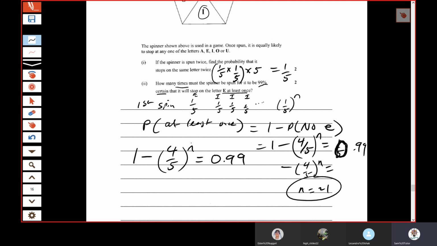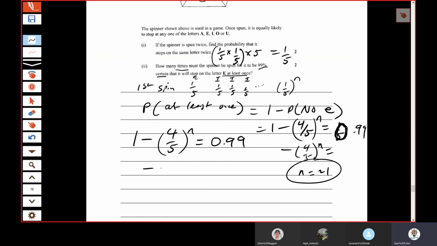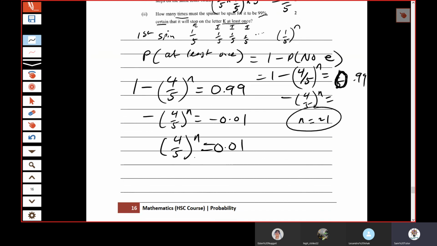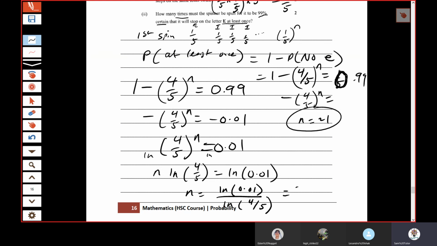And obviously, what we've learned in logs, the only way you can work out n is by using logs. So your first step after this is to subtract 1. So you get negative 4 over 5 to the n equals negative 0.01. You would divide by the negative. You would log both sides. You bring the n down, and you're left with n log 4 over 5 equals log 0.01. You divide it, and it should give you 20 point something, like 6 or whatever, which means you've got to round up to 21. So n equals 21. If you spin it 21 times, you have a 99% chance that you'll at least get one E.